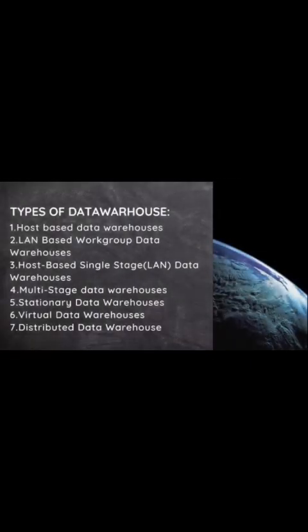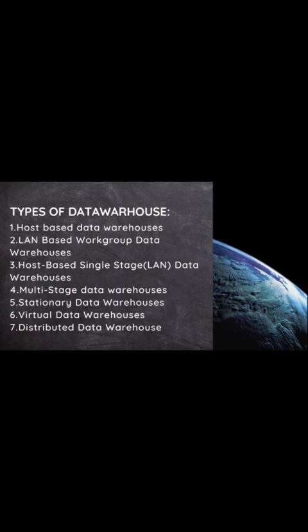Let's see the types of data warehouse. There are 7 types of data warehouses here. The first one is host-based data warehouse, second LAN-based workgroup data warehouse, third host-based single-stage LAN data warehouse, fourth multi-stage data warehouse, fifth stationary data warehouse, sixth virtual data warehouse, seventh distributed data warehouse.